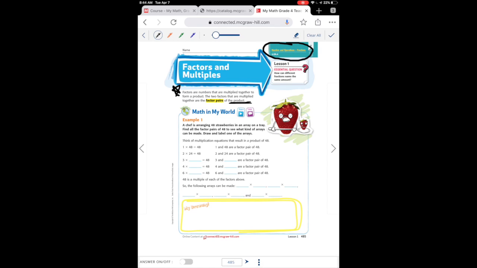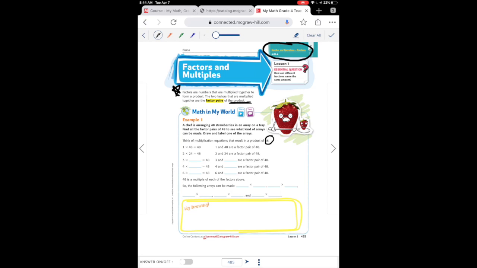Example 1. A chef is arranging 48 strawberries in an array on a tray. Find all the factor pairs of 48 to see what kinds of arrays can be made. Draw and label one of the arrays. So there's a lot we need to do. Okay? First it says think of multiplication equations that result in a product of 48. So like I said, it gave us our product. It gave us the answer, which is 48.